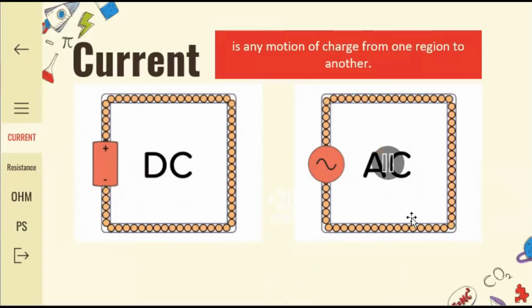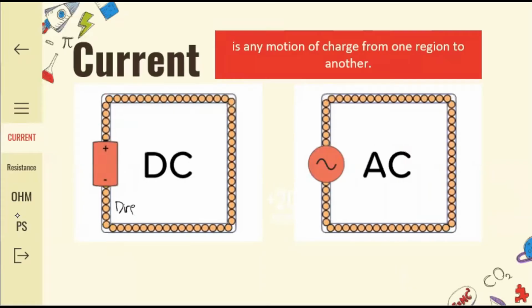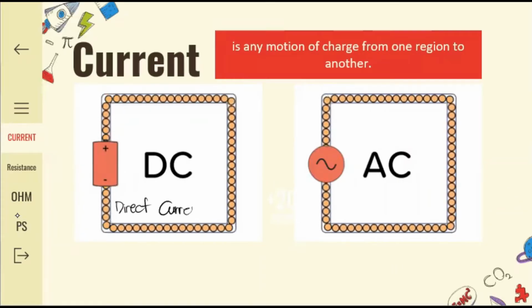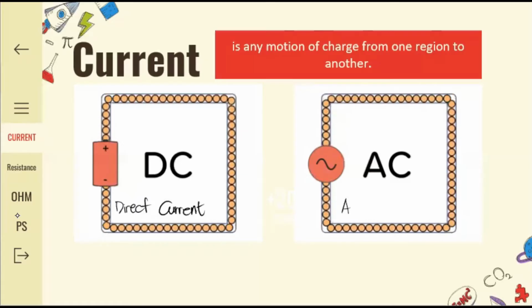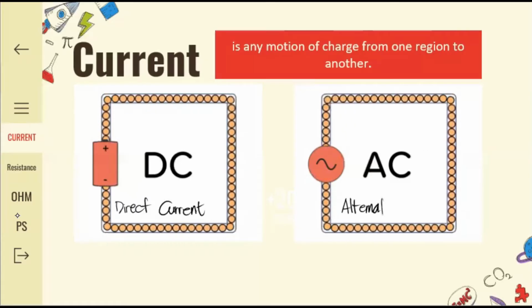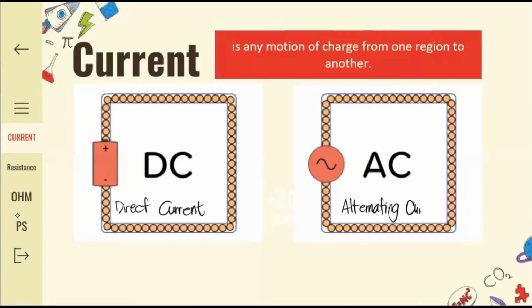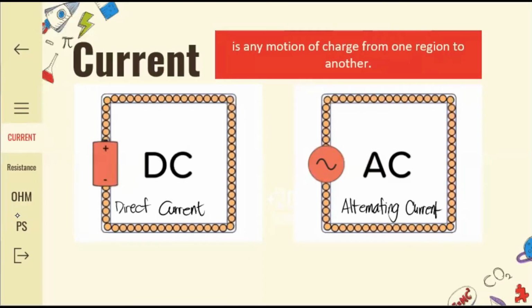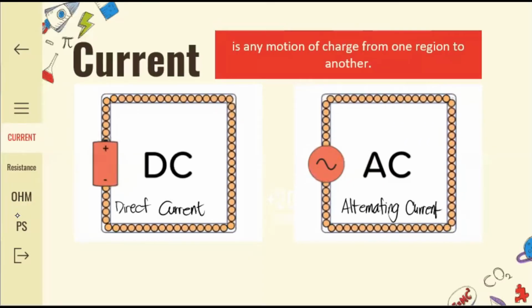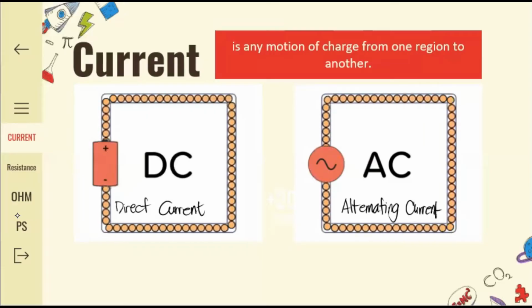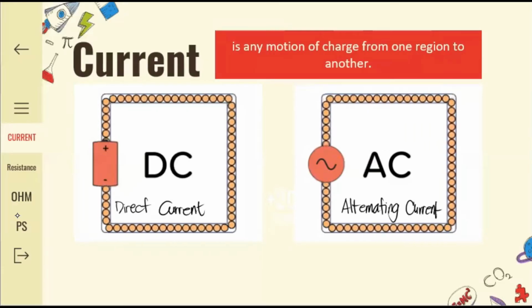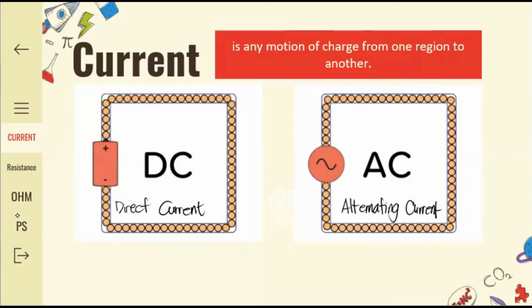So we have DC current and AC current. What is the difference, or what is the meaning of these two acronyms? DC stands for direct current, and AC stands for alternating current. Okay, saan sila ginagamit? DC current is basically used on low voltage appliances. For example, your phones, tablets, laptops. Basta nagko-consume ng mas maliit na voltage, ang ginagamit po natin dyan ay DC.